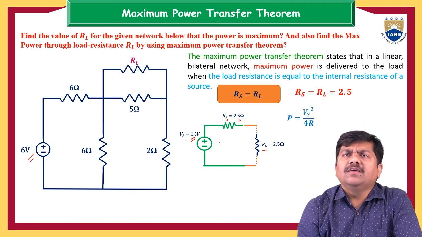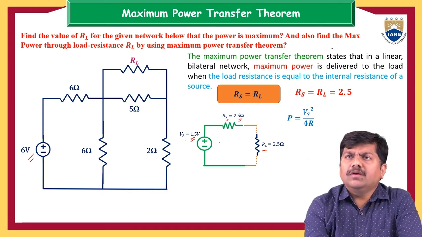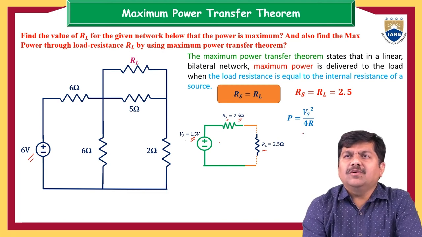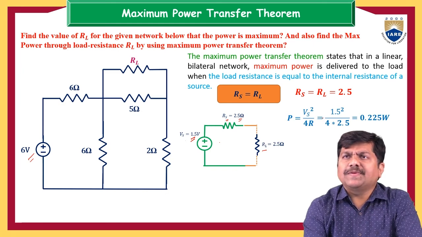The next thing is we have to determine the maximum power. Coming back to the second part of the question: find the maximum power through load resistance RL by using the maximum power transfer theorem. So what is the power expression here? Vs square by 4R. We already derived this expression. The power is equal to 1.5 square divided by 4 times 2.5.